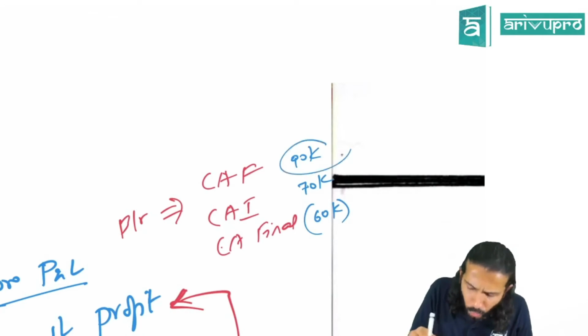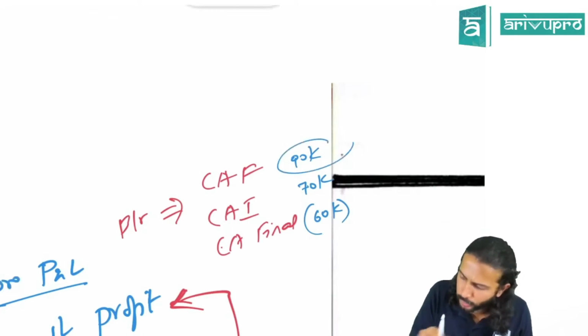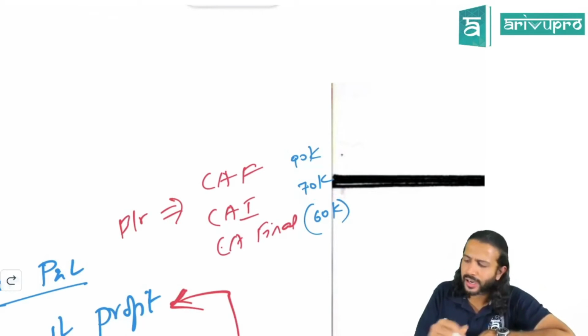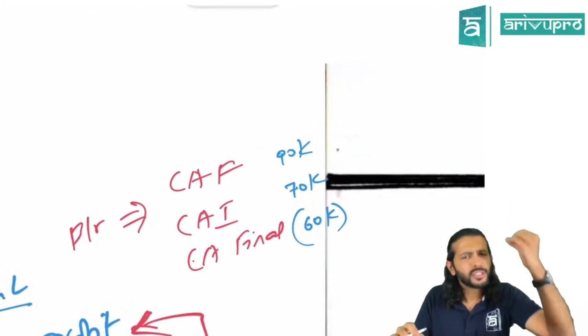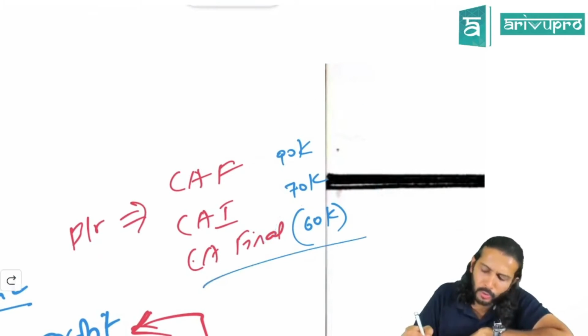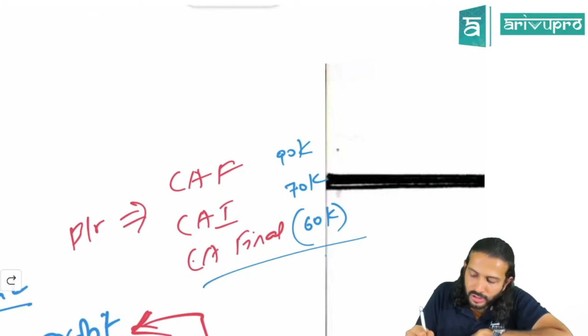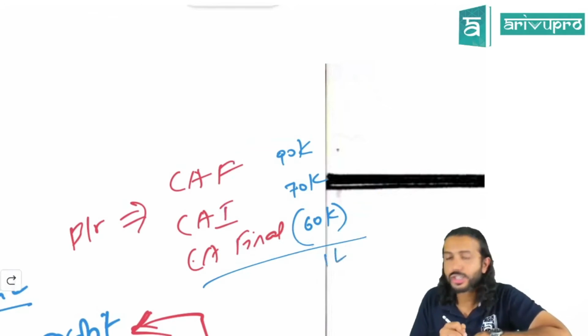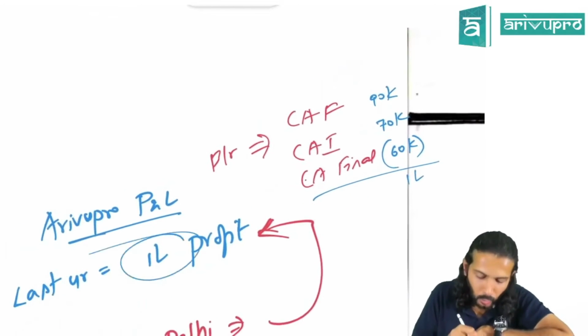Yes. CA Foundation, I gave the coaching and I made a profit of 90,000. CA Inter, I gave the coaching and I made a profit of 70,000. CA Final, I made a loss of 60,000. Can you tell me overall profit or loss, sir? Overall profit or loss is how much? 1 lakh. Yes or no? By adding all this, I'm getting 1 lakh. Yes, that is what my P&L is showing.